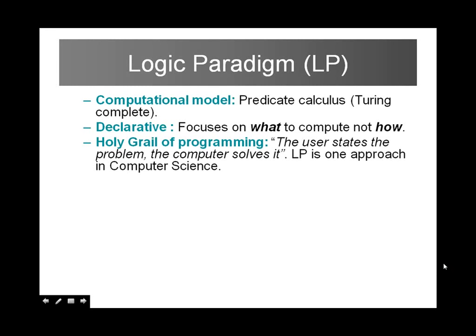Coming to the logic paradigm itself, this paradigm comes with its own computational model called the predicate calculus. This is kind of analogous to the Turing machine being the computational model for the imperative languages like C, C++, Java, and so forth. Predicate calculus is Turing complete. What it means is if you can compute a value with the Turing machine, you can compute the value with predicate calculus. So computational power is equivalent.